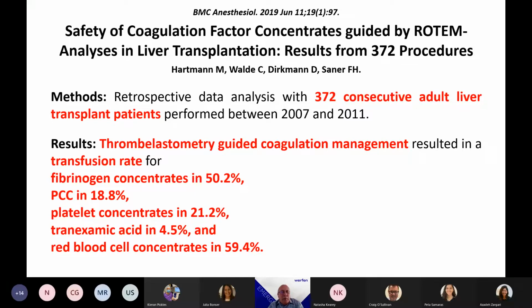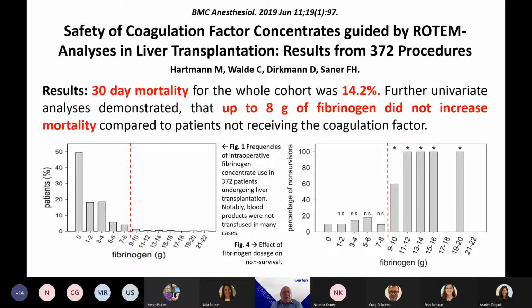And like in the group from Luc Massicotte in Montreal, about 60% get some red blood cell transfusion. One interesting point was that usually the administration of fibrinogen did not increase mortality, except when we really have to give very high amounts, more than 8 grams, which is very, very rare in liver transplantation. That just means that we really have an uncontrolled, quite often also surgical, bleeding. But here we are talking about maybe 5% of the population who really have this issue.